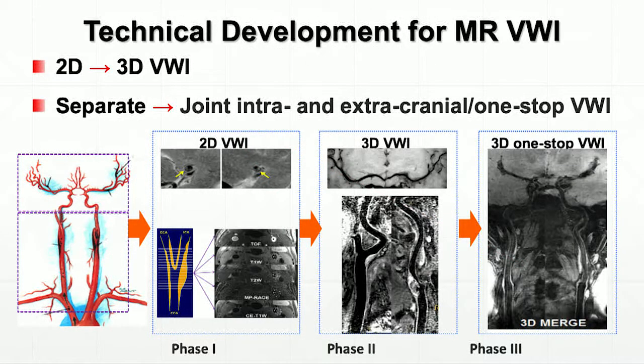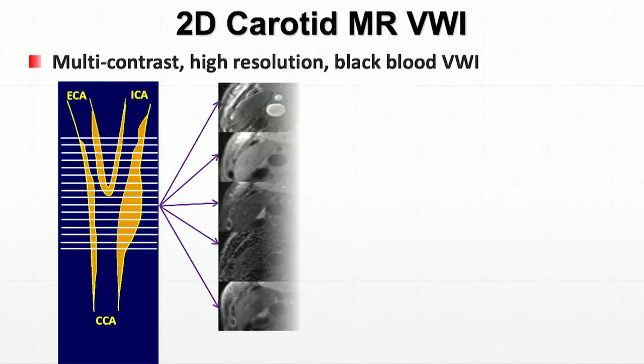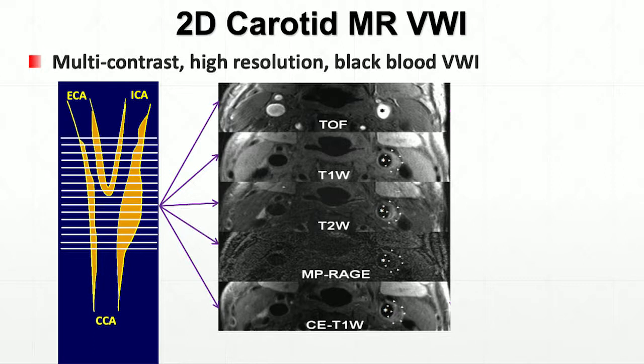In terms of the imaging techniques, I think the techniques have moved from 2D based, as shown here, which we like to call phase 1 of development, multi-contrast T2, multi-contrast 2D imaging, to 3D imaging, as shown here, where you can do this both intracranially and in the carotid. And now you can also do this in one setting, with ultra-fast 3D acquisition to cover everything in one acquisition.